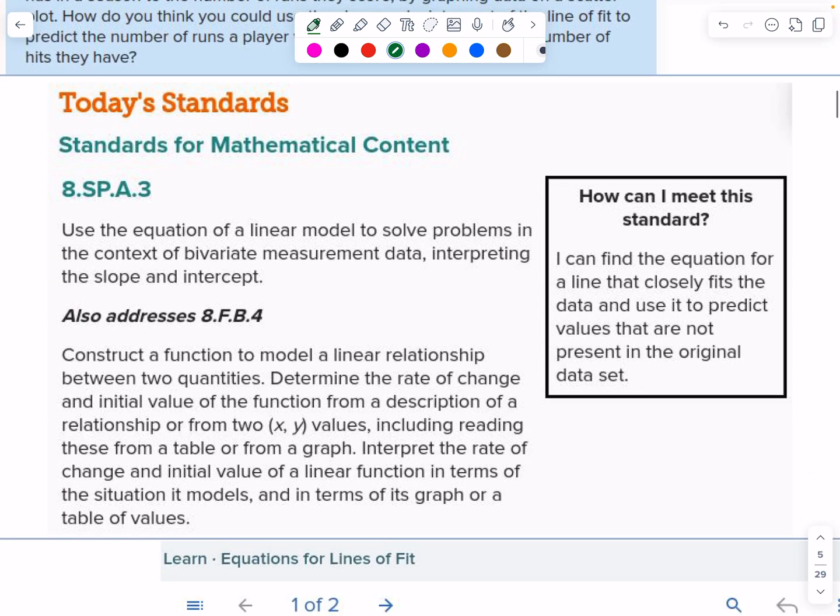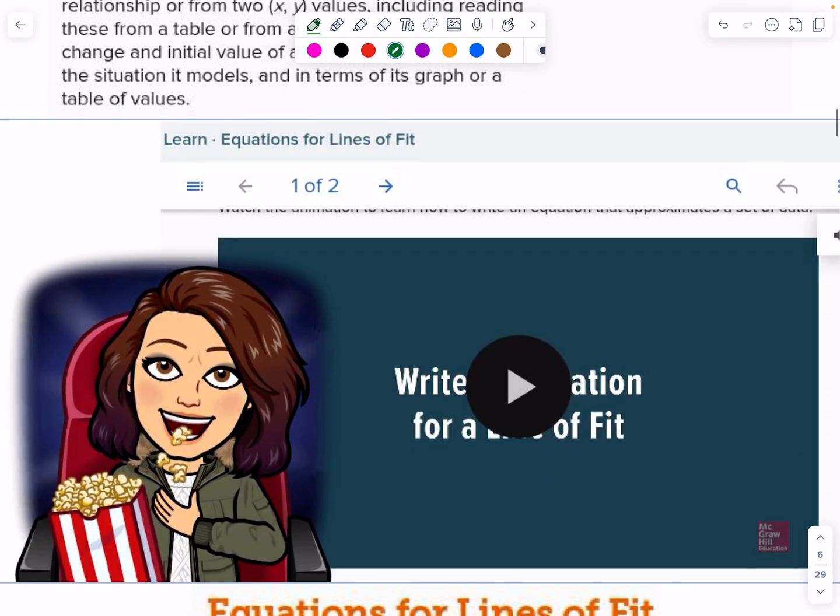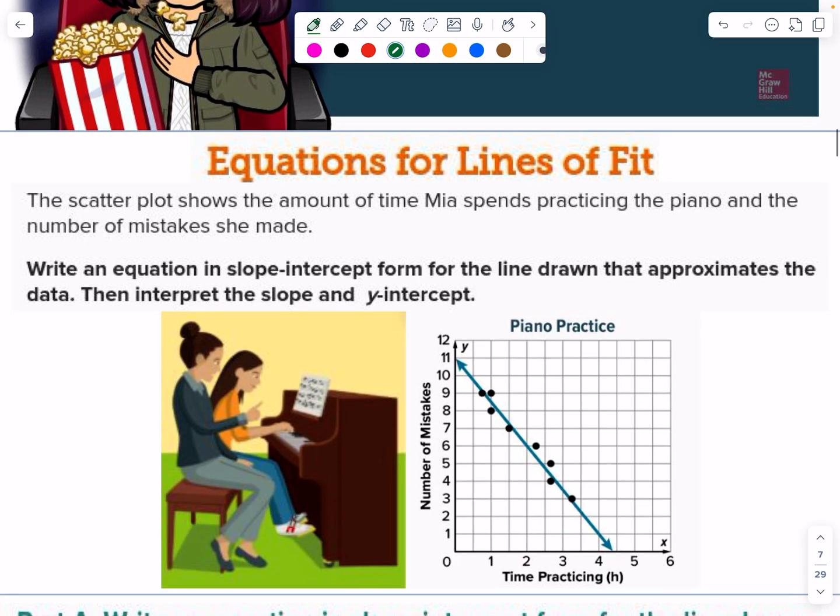So our standards here are kind of the same thing we've been doing. I'm going to skip over this. This is reviewing what we just talked about in the last video. Here it says, the scatter plot shows the amount of time Mia spends practicing the piano and the number of mistakes she made. So the longer that she practices, the fewer mistakes. So that's a negative relationship going on here. It says, write an equation in slope-intercept form for the line drawn that approximates the data. So here they drew the line.